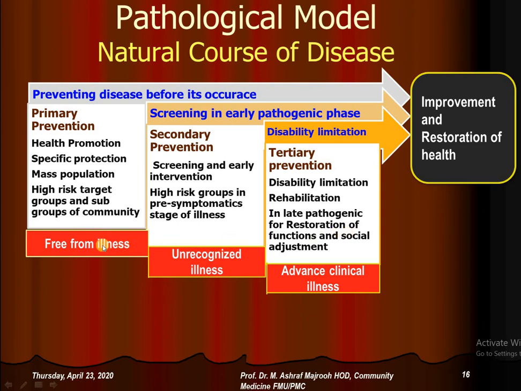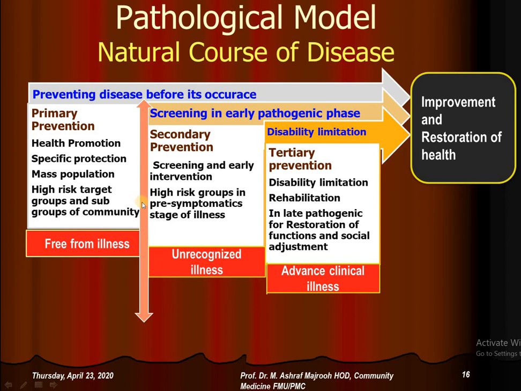So this is in the clinical spectrum. When the person is free from sickness, primary prevention is introduced. In unrecognized sickness, secondary prevention is used, and in the advanced clinical phase, tertiary prevention through disability limitation and rehabilitation is used. The objective of all these interventions is improvement of health. This action will lead to improvement of health, and these actions will lead to restoration of health.